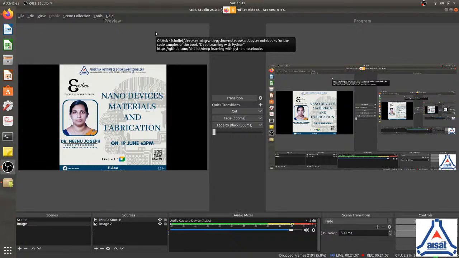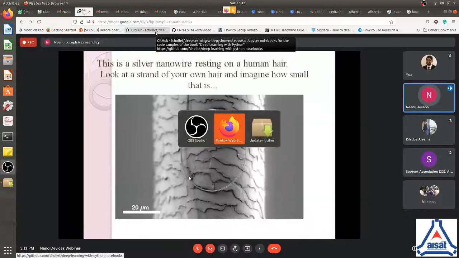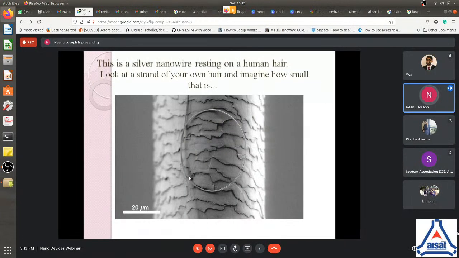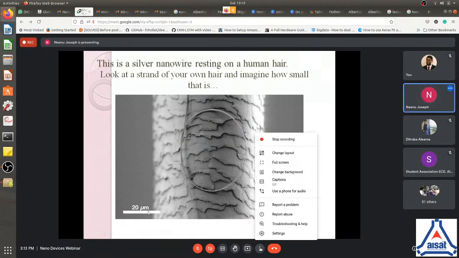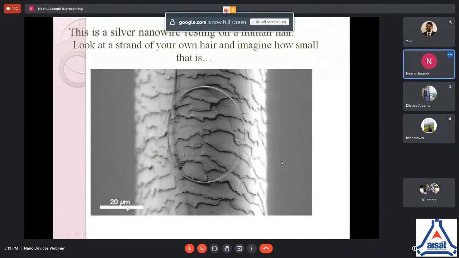This is an image of a human hair. Here, a silver nanowire is resting on the human hair. That is what the picture shows. The hair is about 20 micrometers thick.